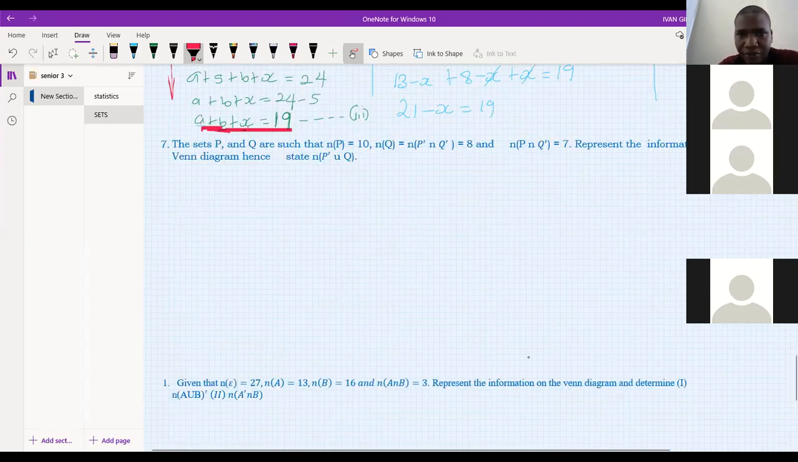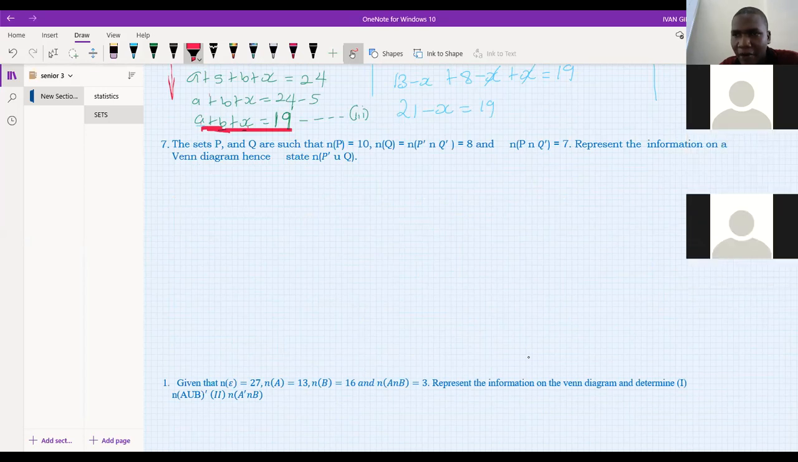Number 7. The sets P and Q are such that the number of elements in P is 10, the number of elements in P complement intersection Q complement is 8, and the number of elements in P intersection Q complement is 7. Represent the information on a Venn diagram. Hence, state the number of elements in that.